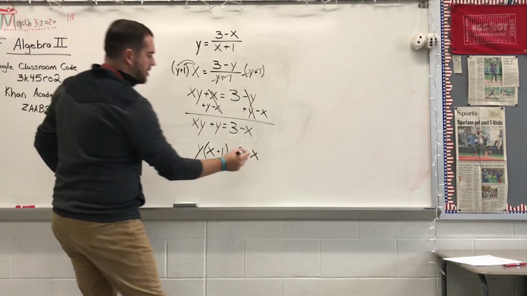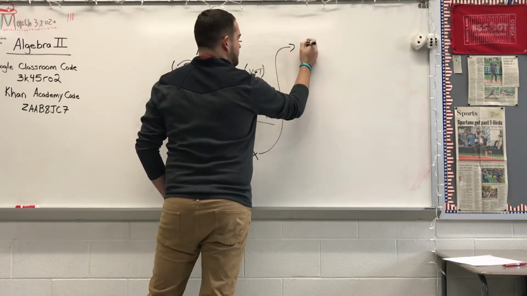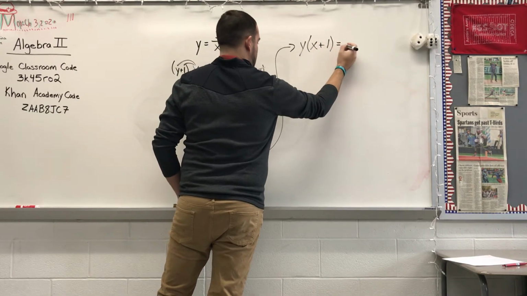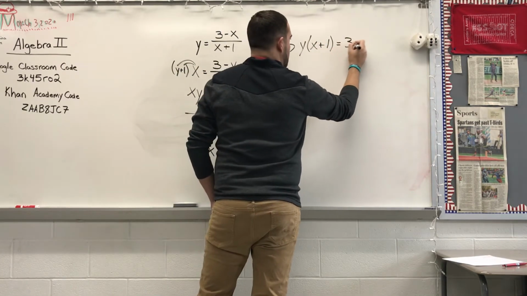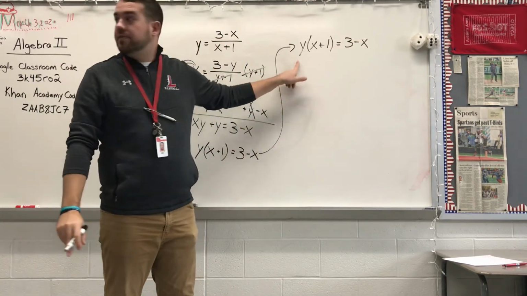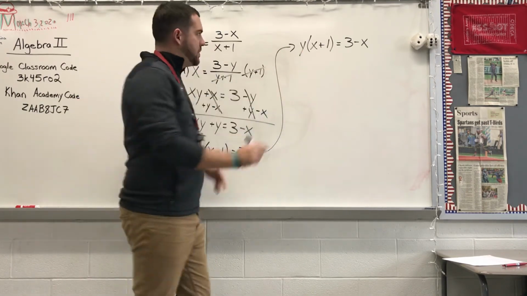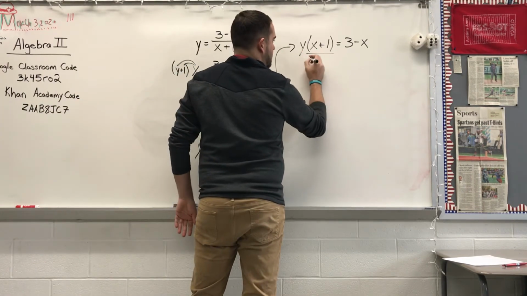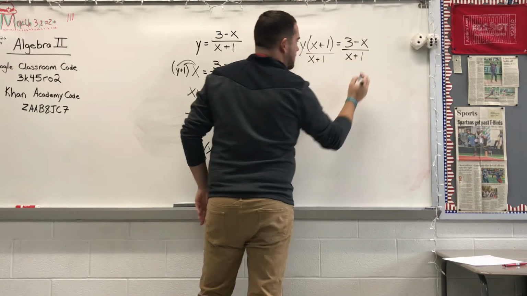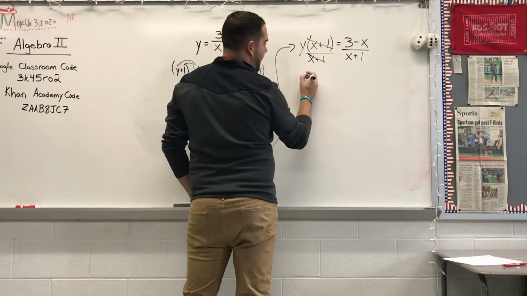Now I'm going to bring this up here so we have more room. So now we want to get y by itself. The easiest thing we can do to get y by itself, we're just going to divide by this on both sides. So this cancels out. So your answer is going to be this.